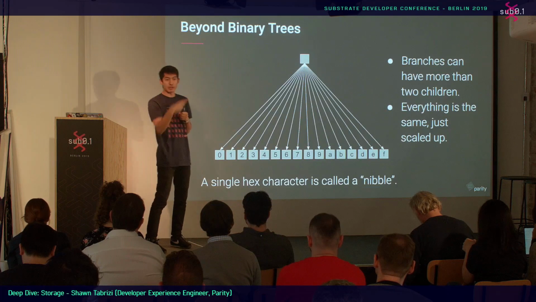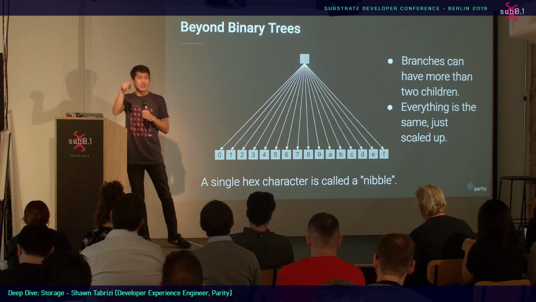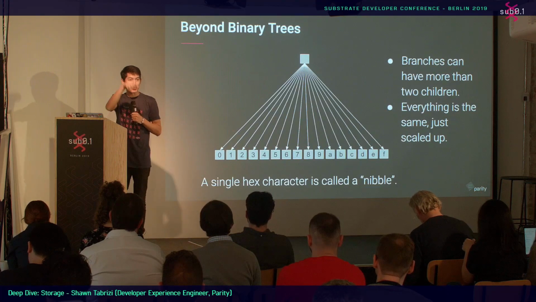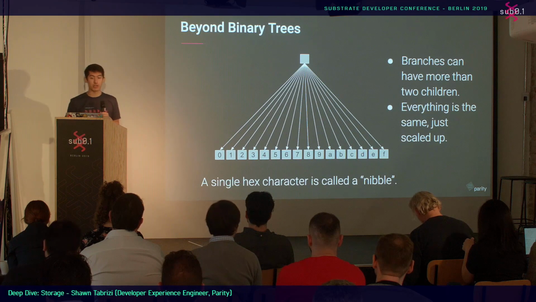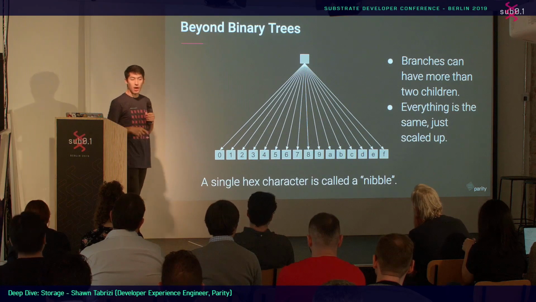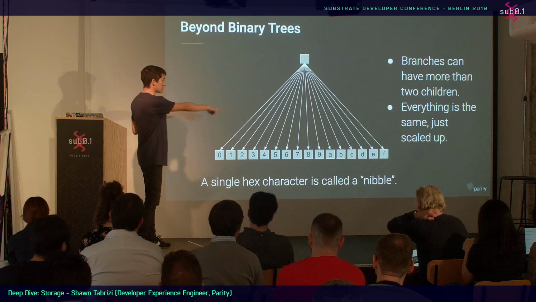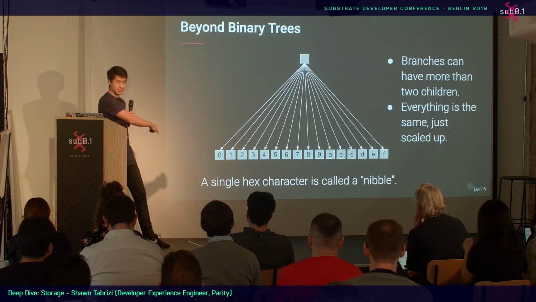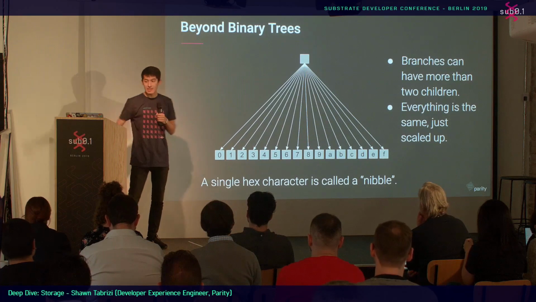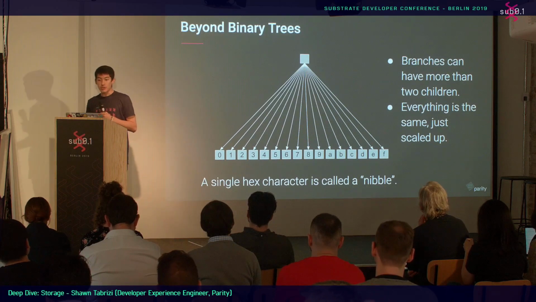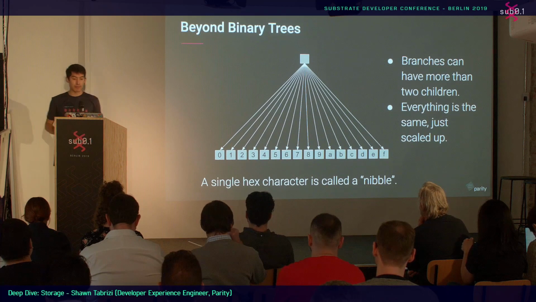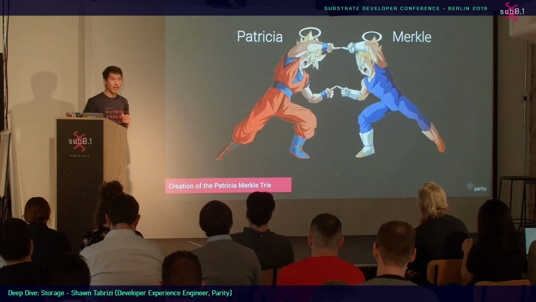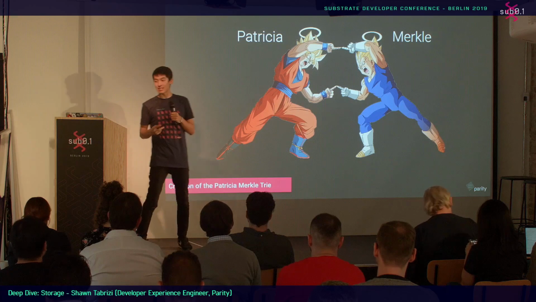Finally, all the pictures I showed you there were binary trees. It's way easier on PowerPoint to just do 2 lines. But of course, all of these data structures scale way beyond binary trees. So in Substrate, we use a base 16 tree. This is really nice because one part of a hex character, a nibble, is a value between 0 and f, which is 16 characters. And so yeah, everything just works the same. It's just scaled up. So we take the best of the technologies, we put them together, and we get this base 16 Patricia Merkle tree.